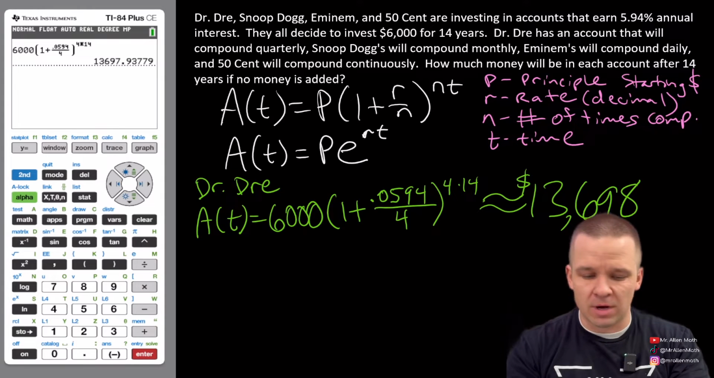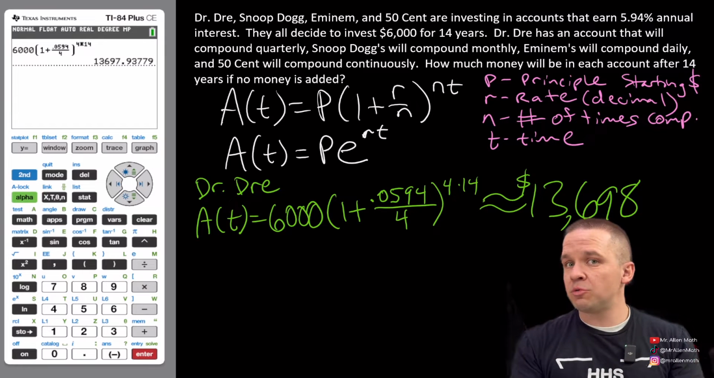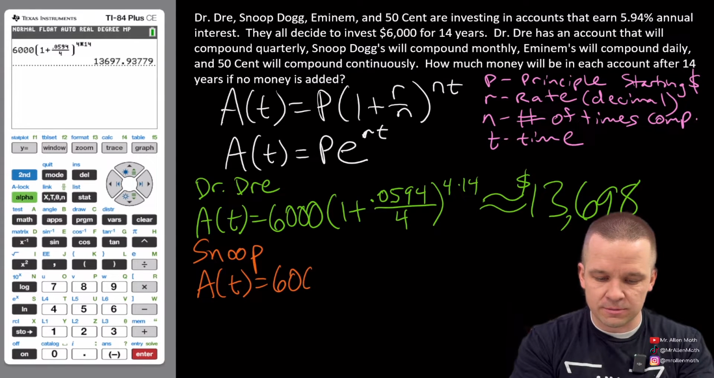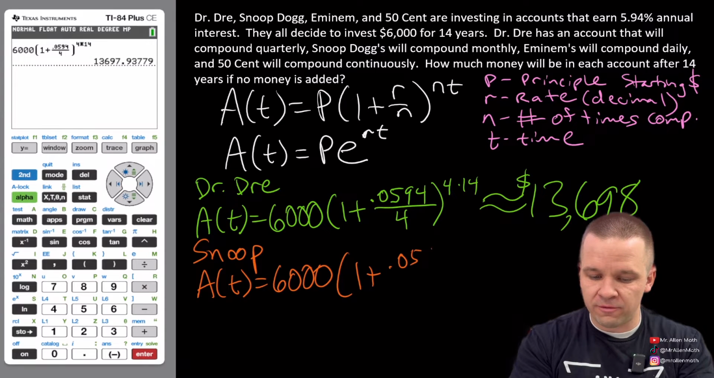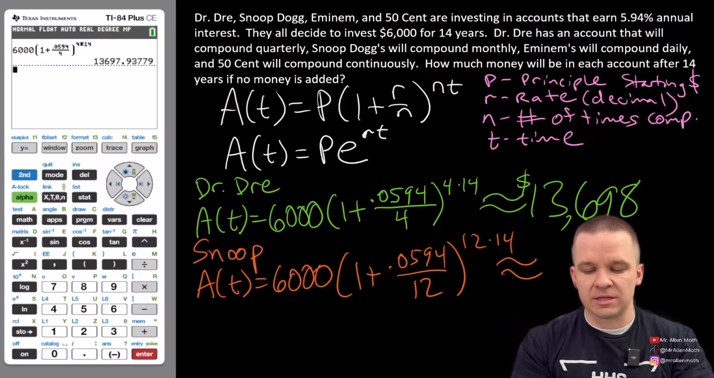Now let's take a look at, we'll go orange now for this one, who's next up? Snoop. Snoop's is monthly. So everything's going to be the same here except that 4 is going to become a 12 because there's 12 months in the year. So for Snoop, we've got A(t) = 6,000 times 1 plus 0.0594 over 12, and then we have 12 times 14. See what that's going to be.